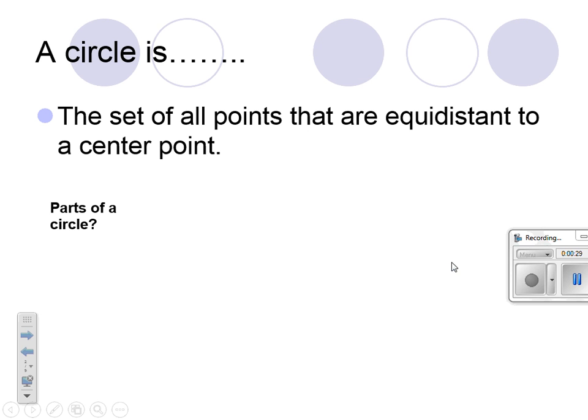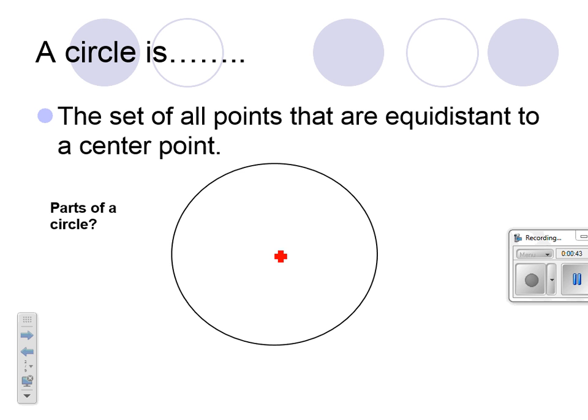So let's talk about what a circle is. A circle is a set of all points that are equidistant to the center point. Okay, write that down in your notebook. So here we have a circle, and let's talk about the parts of a circle. The circle has a center point.